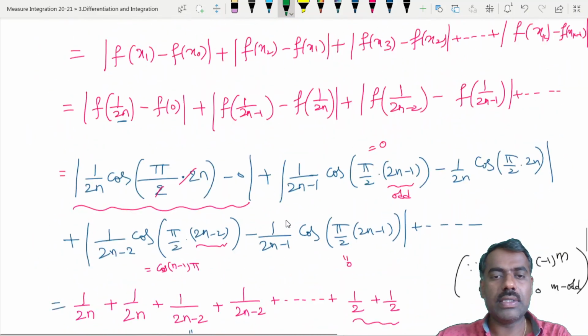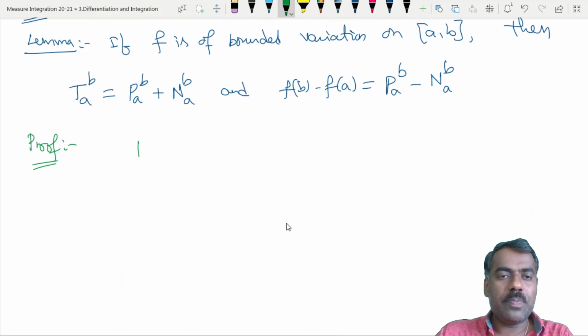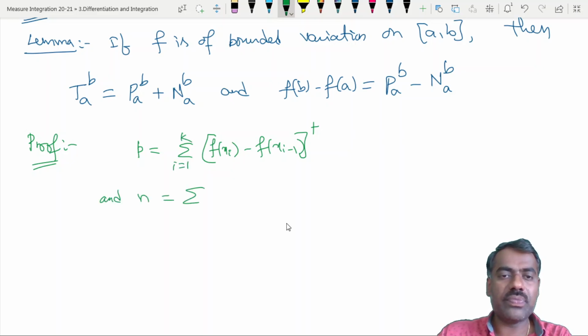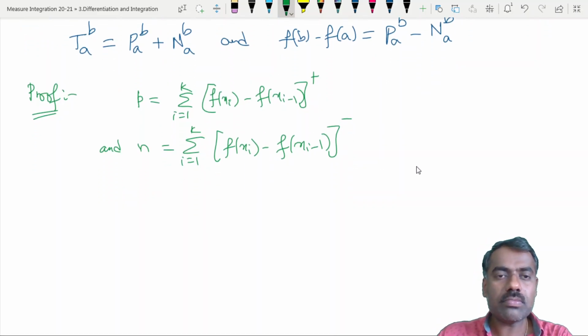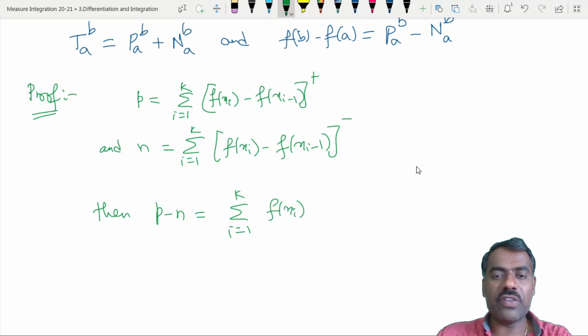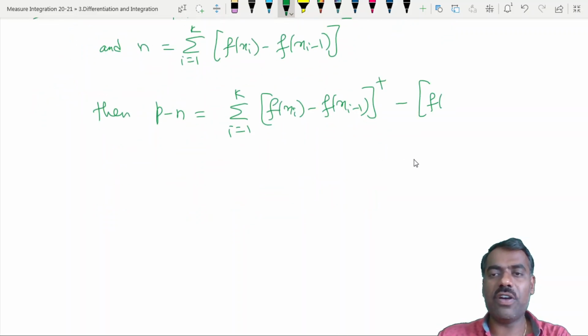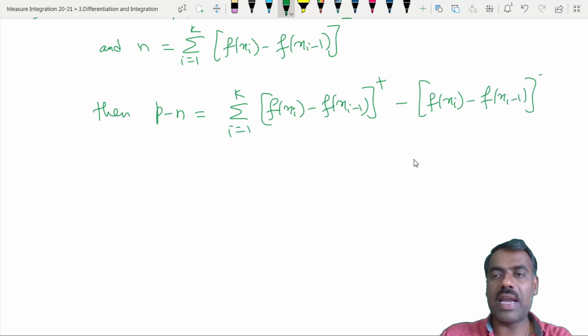P is equal to the summation of the positive part of f of xi minus f of xi minus 1, and N is the summation, with i from 1 to k, of the negative part of f of xi minus f of xi minus 1, where x0 up to xk is a partition of a comma b. Then what can you say about P minus N? You can check that it is equal to the sum from i equals 1 to k of the positive part of f of xi minus f of xi minus 1, minus the negative part of f of xi minus f of xi minus 1.